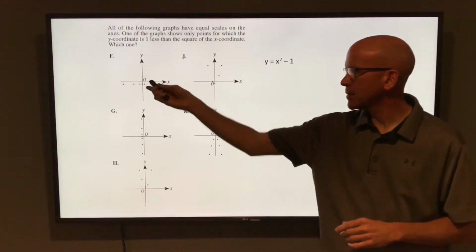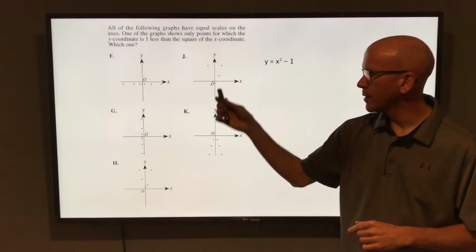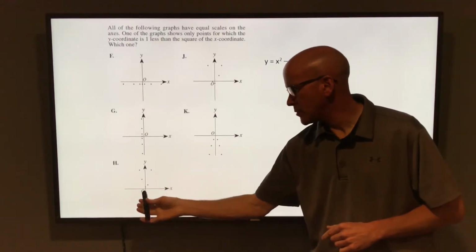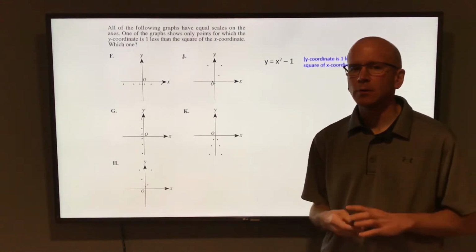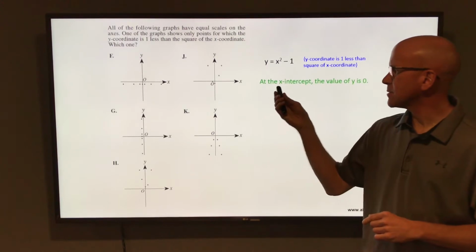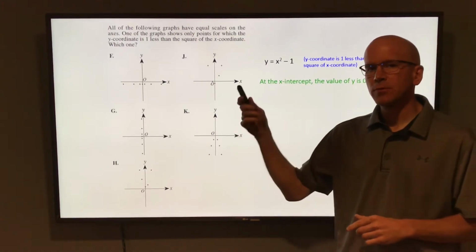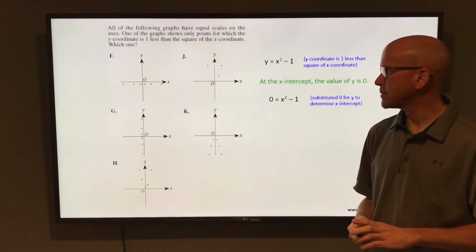It's not f, g, nor is it k. J is a U-shaped graph opening upward, and so is H. H would be a U-shaped graph opening upward. So what's the difference between the two? Well, another thing you can look at is that with parabolas, at the x-intercept, the value of y is 0. So if you set y equal to 0 there, you can figure out what the x-intercept is.